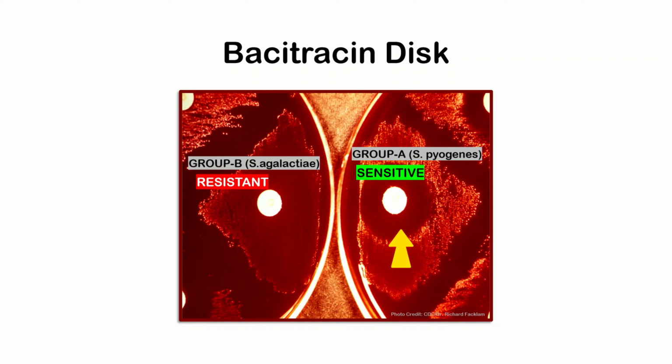As in this picture, you can see that group A bacteria, for example Streptococcus pyogenes, is sensitive to the bacitracin disc because it is killed in its presence, and we can see the empty area around that disc. And the group B bacterium, for example Streptococcus agalactiae, is resistant because it survived in the presence of the bacitracin disc, and there are no empty spaces we can see around that disc.